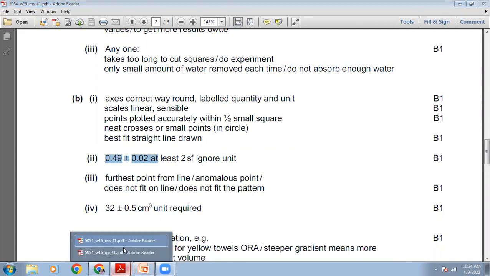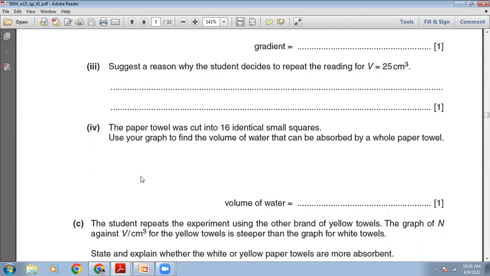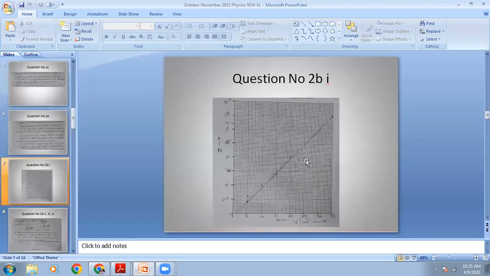Then the next question they are asking is, suggest a reason why the student decides to repeat the reading for V equals 25 cm³. You see the number of paper squares used to dry 25 cm³ is 10. The number of papers used to dry 20 cm³ is also 10. So when we plotted those points, the point for V = 25 was out of the pattern, far away from the pattern. So we left it. So that's why we do this again.